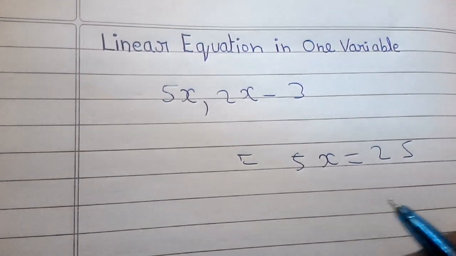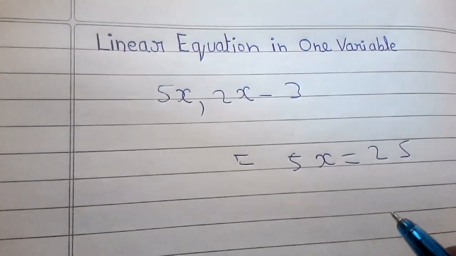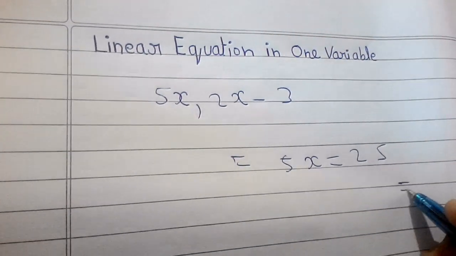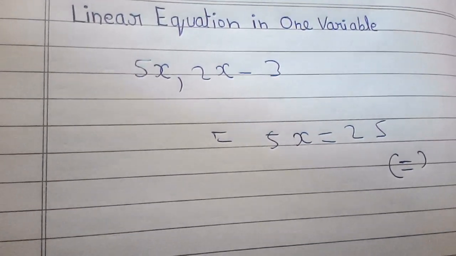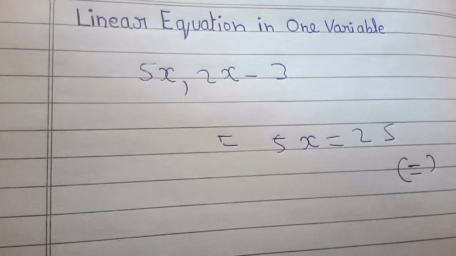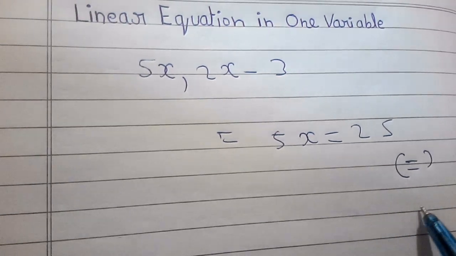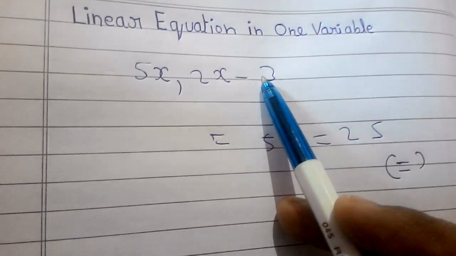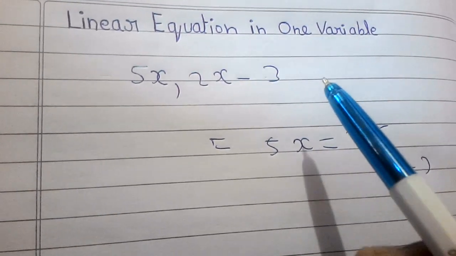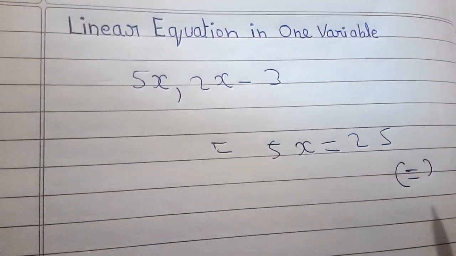In an equation, you will remember that equations use the equal sign. Equations use this equal sign, and it is missing in expressions. This equal to sign is not there in expressions. Okay, understand? Of these given expressions, many have more than one variable.